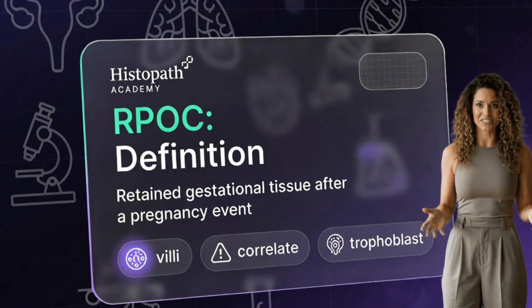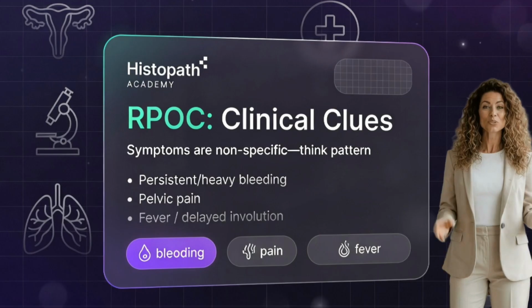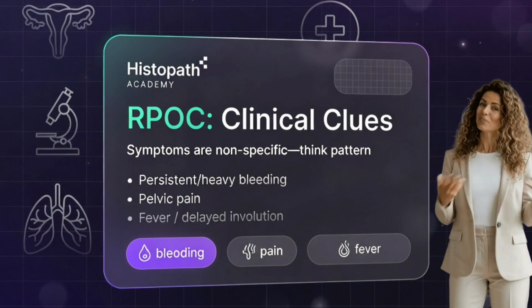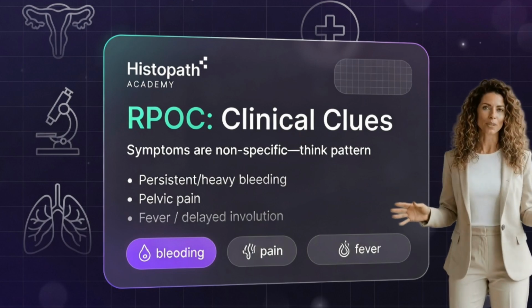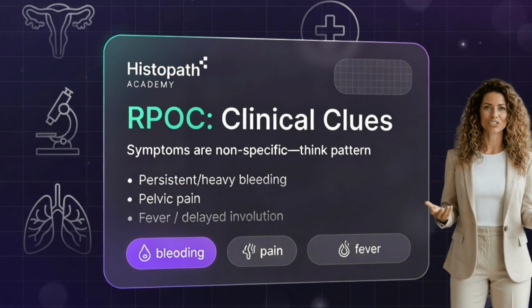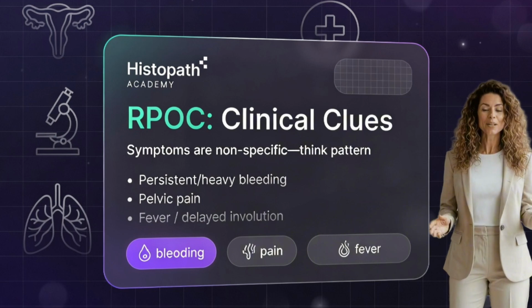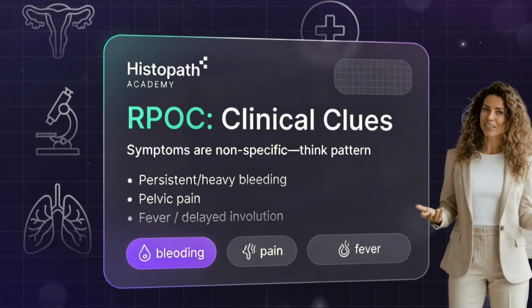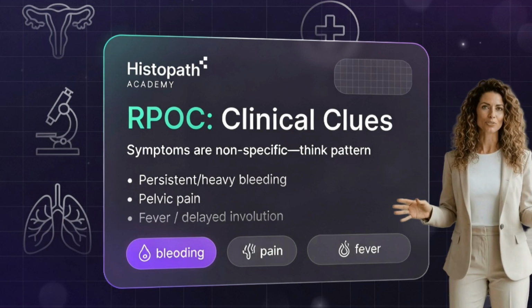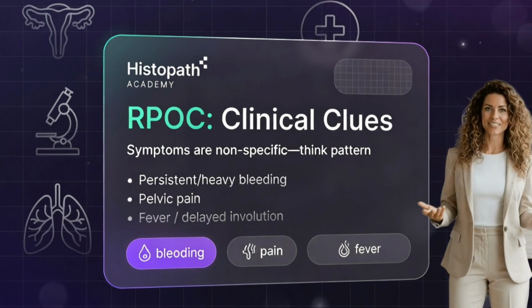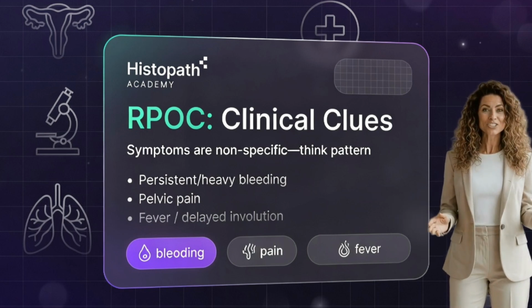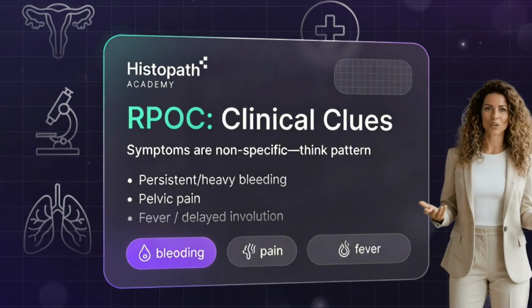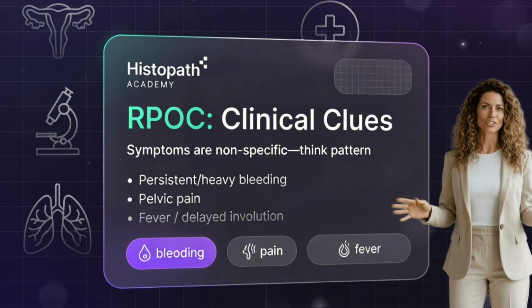So what should make you suspect it clinically? Clinical clues: fast. Suspect RPOC when bleeding doesn't settle, especially persistent bleeding, secondary postpartum hemorrhage, pelvic pain, or fever after a pregnancy event. The problem? These symptoms overlap with endometritis, subinvolution, and vascular lesions. So clinicians jump to ultrasound. Next, I'll show you how to read the ultrasound report like a pathologist.